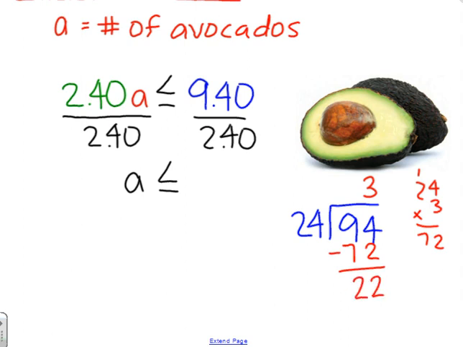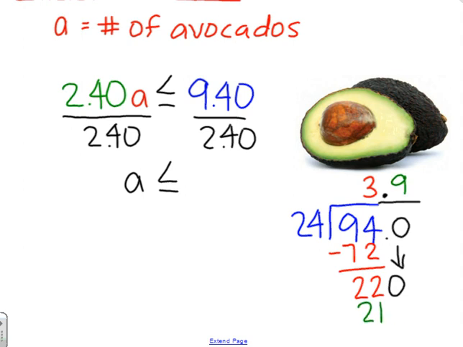And I'll need to add an extra decimal with a 0. And I can bring down the 0 and figure out how many times 24 goes into 220. We'll also put decimal right there in the answer. 24 goes into 220 9 times, with 4 left over. And we're going to get a decimal.